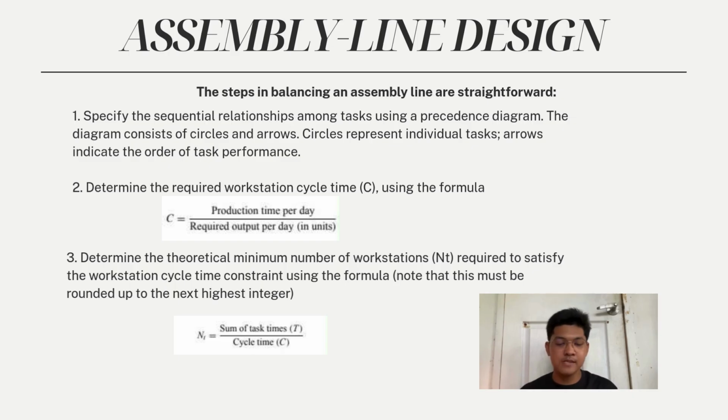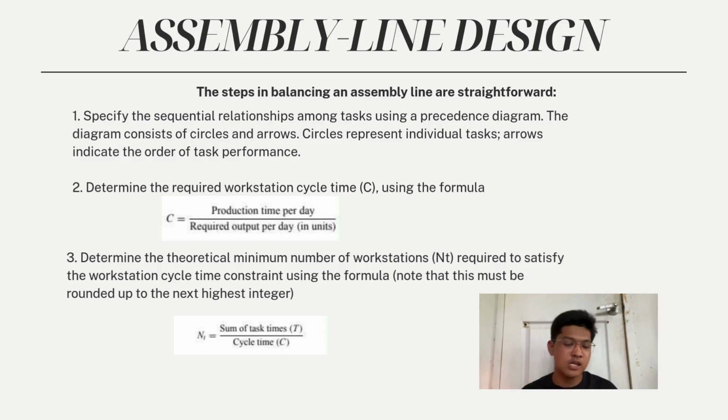In this diagram, circles represent the tasks and arrows show the order in which they must be done. The second step: we need to determine the workstation cycle time using this formula. You can see that in my PowerPoint. C equals production time per day divided by required output per day in units. This tells us how much time each station has to complete its work.